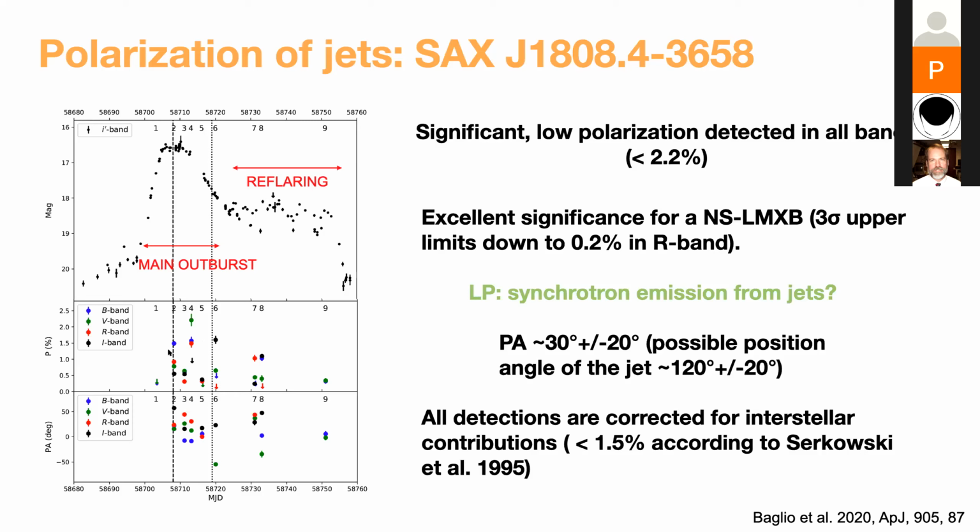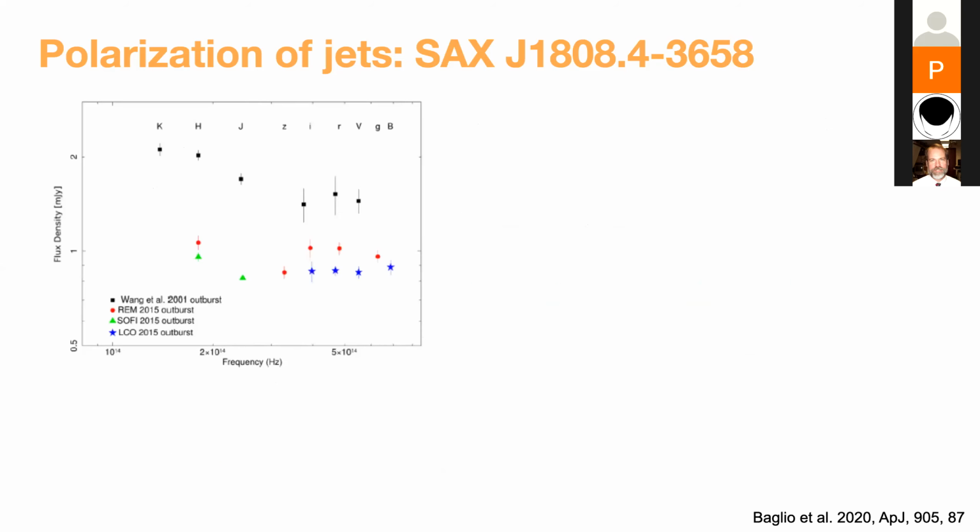So of course, it is possible that this low level of polarization is due to synchrotron emission from a jet. And in this case, the almost constant polarization angle that we measure here is indicative of a jet that has a position angle of 120 degrees, but this will have to be confirmed by radio observations, of course. So I add that all the detections that I'm showing here are already corrected for interstellar and instrumental effects. And the interstellar expected polarization is very low according to the Serkowski law, below 1.5%.